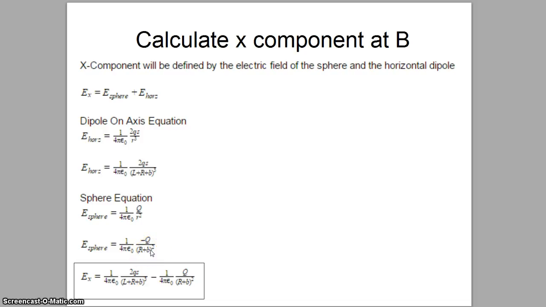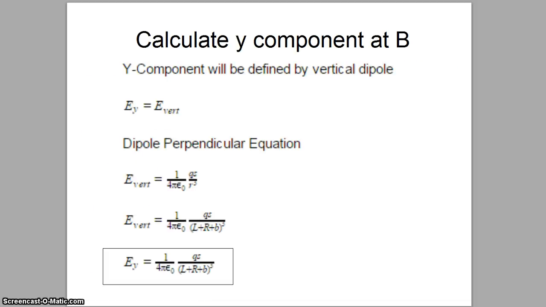Thus, when we throw all of these together, we get E in the x direction is equal to 1 over 4 pi epsilon naught times 2qs divided by (L plus R plus b) cubed, minus 1 over 4 pi epsilon naught times q over (R plus b) squared. Remember this minus sign, very important.